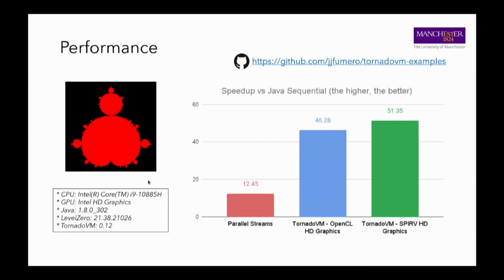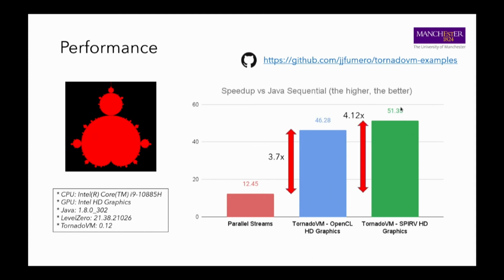So when I run these benchmarks and compare against Java sequential, I got this. If you run the parallel stream, you can get 12 times faster on a 60-core machine, not bad. And if I run it with OpenCL, I can get 46 times faster. And if I run with SPV, 50 times faster. And in fact, if I compare against parallel stream, it's like 4 times faster.